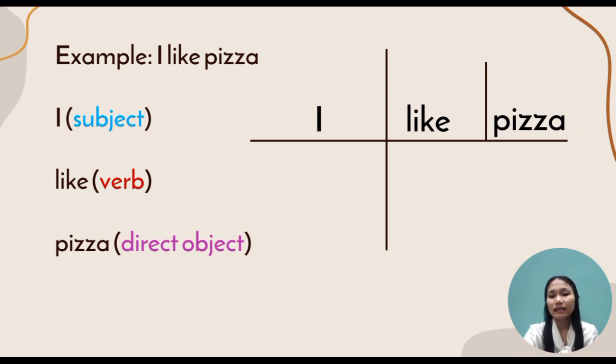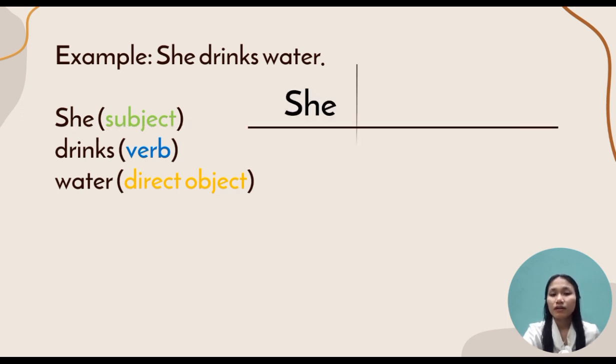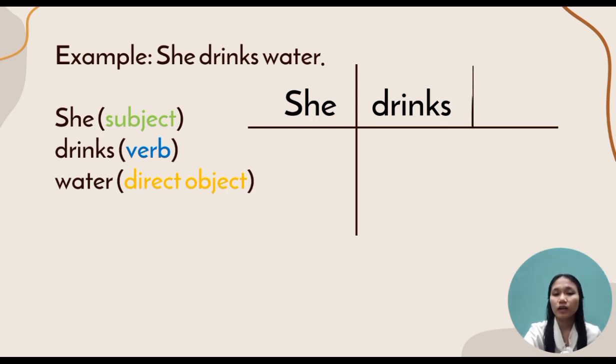So, I like pizza. I like pizza is our simple sentence, which has a direct object. Next, she drinks water. She is the subject, drinks is the verb, and water is our direct object. When we say direct object, it is the receiver of the action taken by our subject.